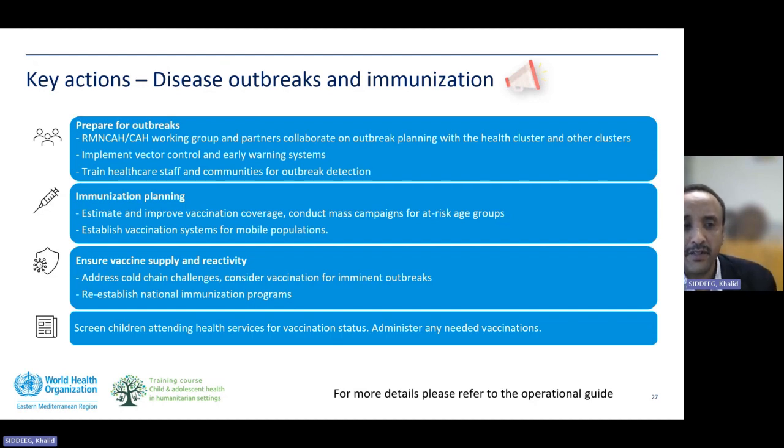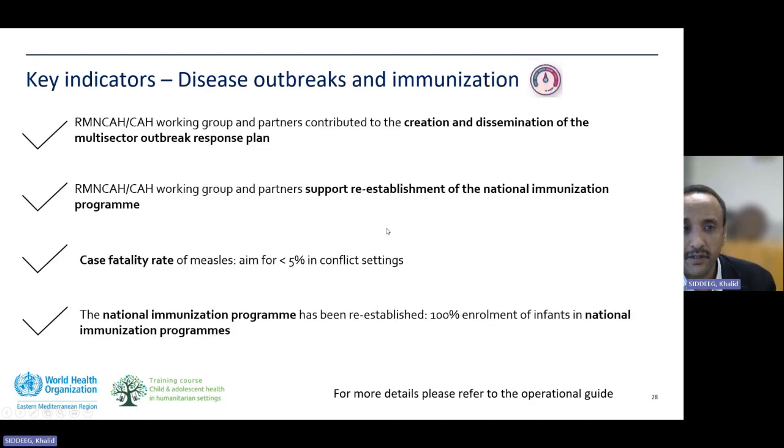Immunization as a very important intervention needs to be in place as a preparedness, response, and recovery measure. And also the supplies related to vaccine, the cold chain, the electricity, the power, these are all important components of our response to disease outbreaks during emergencies. And we need to make sure that our system properly screens children who are attending health services for whatever reason. We check them for immunization status and try to provide the vaccines that are missing to those children.